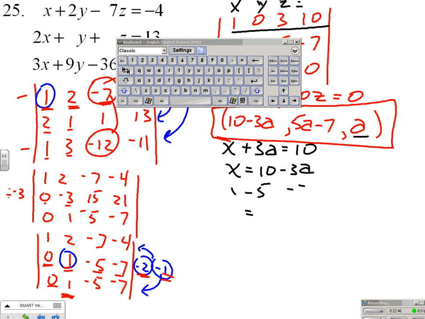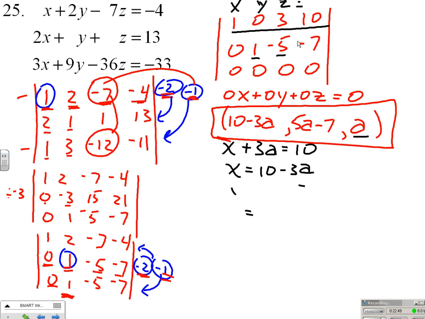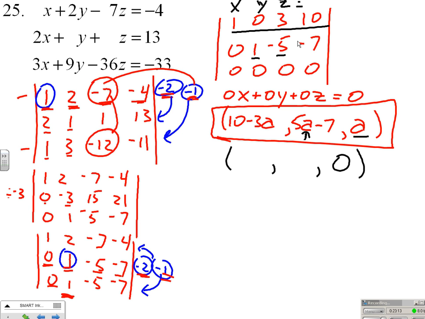I think it's good to know what that means. That is what I refer to as our ordered triple generator. That is a point generator for us. So if you were told this problem has a lot of different answers, give me 3 ordered triples, you could do this. If a is 0, I get 5 times 0, 0 minus 7, negative 7. I get 10 minus 3 times 0, 10. That ordered triple, 10 to the right, down 7, and out 0, is on the intersection of the planes.